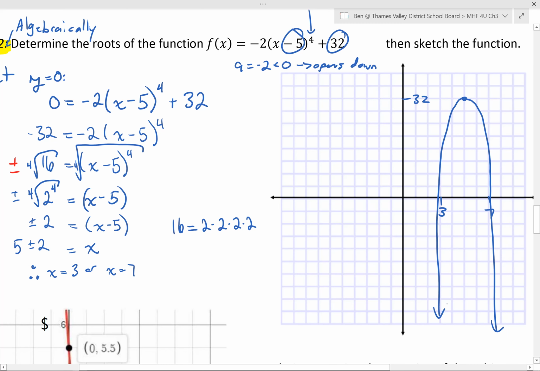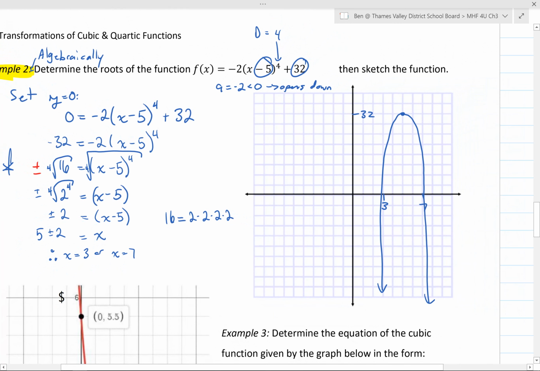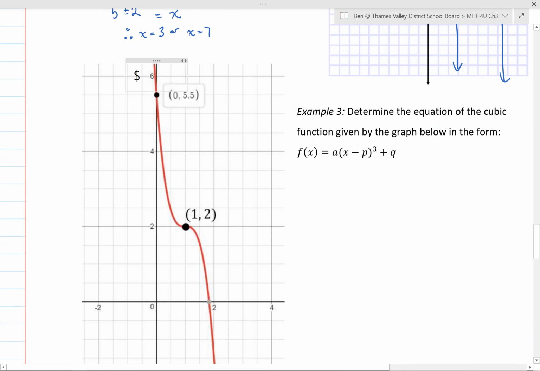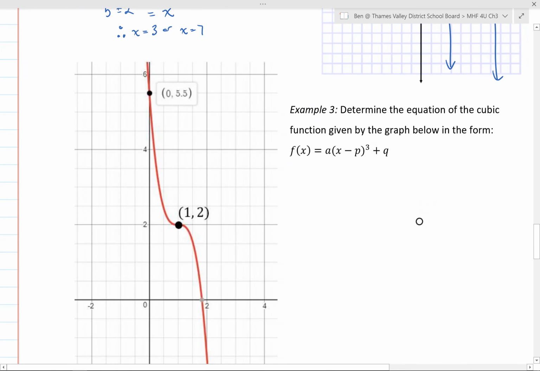So again, this kind of problem is very, very similar to those sorts of problems that you would have solved in grade 10. The only difference is in grade 10, you would have been working with f of x equals -2 times (x minus 5) squared plus 32. The only difference is how the problem is displayed, right? Because quartic functions are a grade 12 problem. Don't need that dollar sign in here.